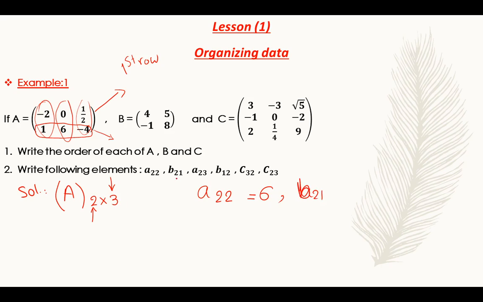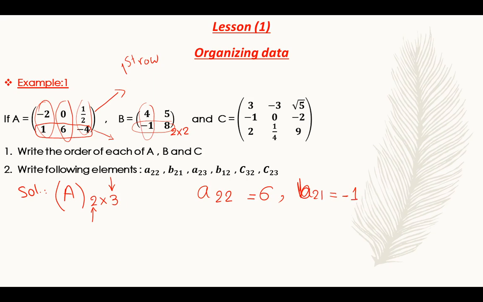B21. So we go to the matrix B. The matrix B has 2 rows and 2 columns, so it is of order 2 times 2. Here we want to find the element B21. So we need to find the element in the second row, first column. This is the second row and this is the first column. Second row, first column, it will be -1.